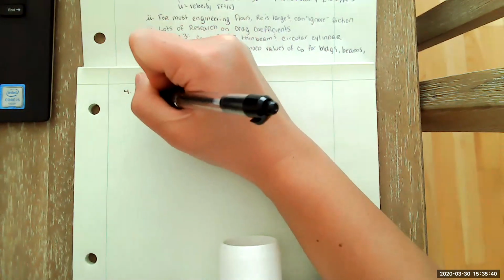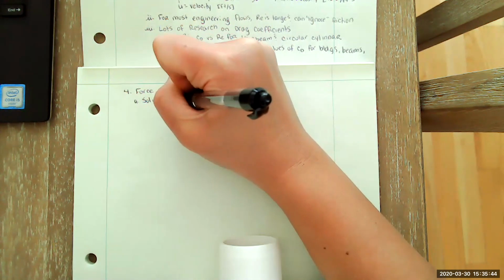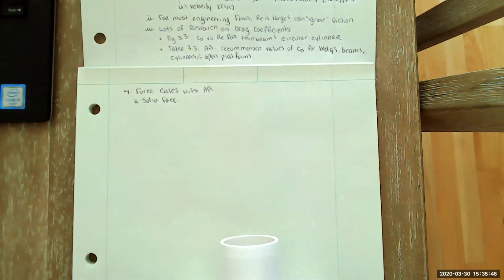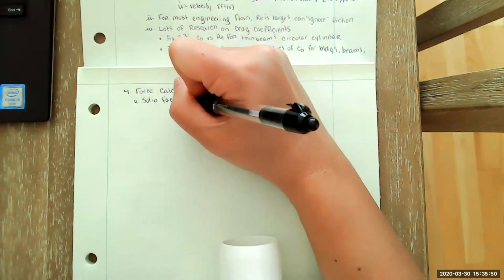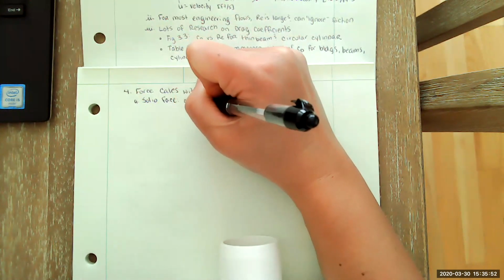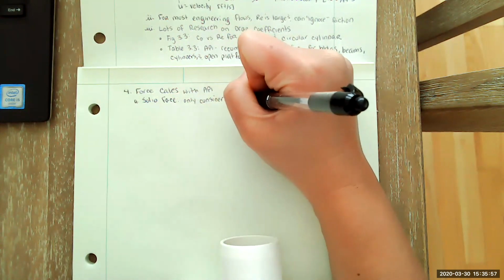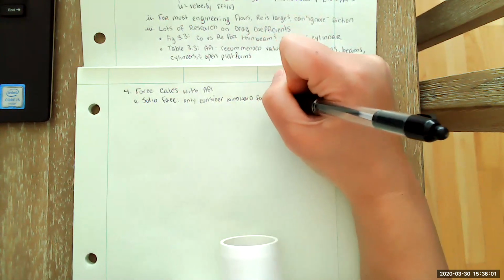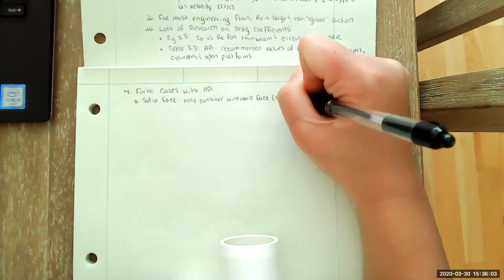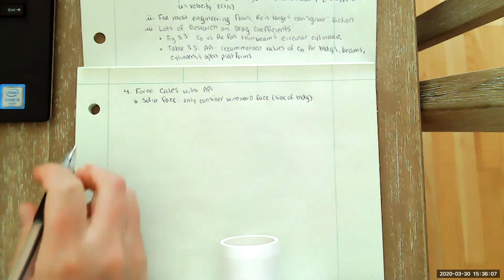If you have a solid face, like the side of a building or something, you're just going to use the equation as considered. So only consider the windward or the wind-facing face. So this is like the side of a building, etc.